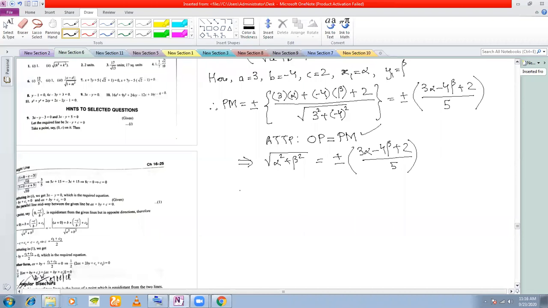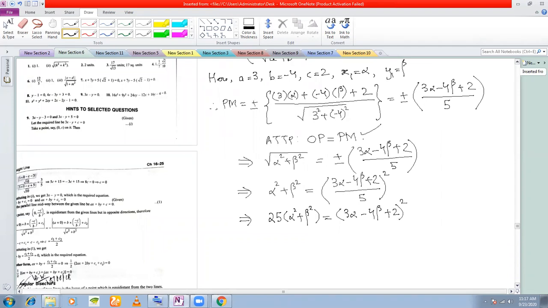Now, how do we get the equation of the path? The problem here is the radical. So you square both sides to remove the radical, and if you're squaring, plus or minus will also go. So now this becomes 5 square in the denominator, and if you cross multiply, this will become 25 (alpha square plus beta square) equal to (3 alpha minus 4 beta plus 2) whole square.